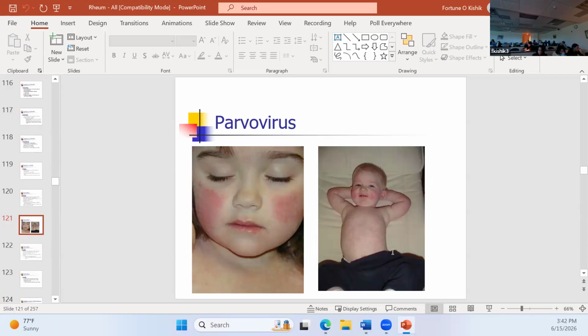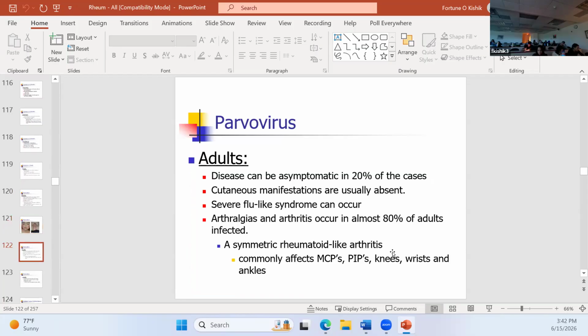And since it's a virus, it tends to go away. In kids, it's very easily picked up because of the rash. The problem comes into play when we start treating adults. Adults are not cute sitting in diapers. You don't look cute with slap cheek disease. It makes no sense. But the problem is, in adults, about 20% of them are completely asymptomatic, so you don't even know it's there. They don't get slap cheek disease. They don't get that kind of stuff. Instead, they get a severe flu-like syndrome.